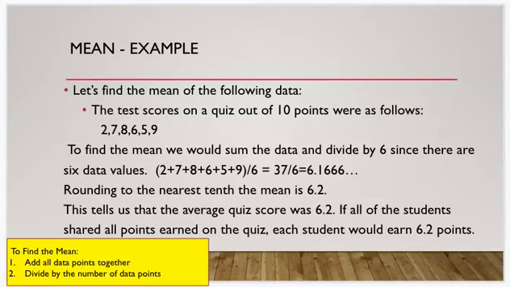If you're going to round this to the nearest tenth, it would be 6.2, and that would be a score of 6.2 points. This tells us the average quiz score was 6.2 points. If all the students shared all the points earned on the quiz, each student would earn 6.2 points.